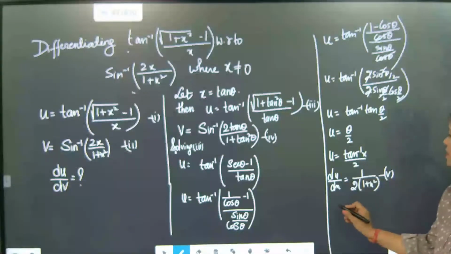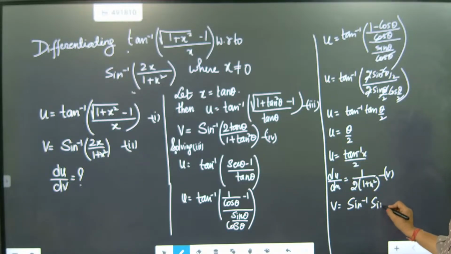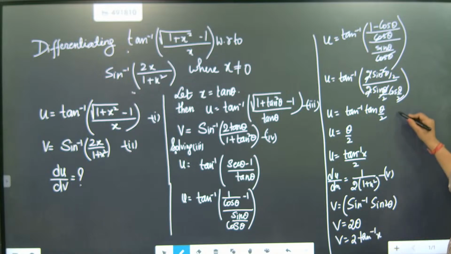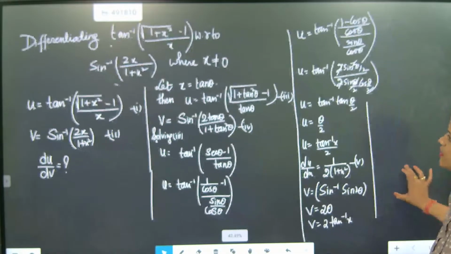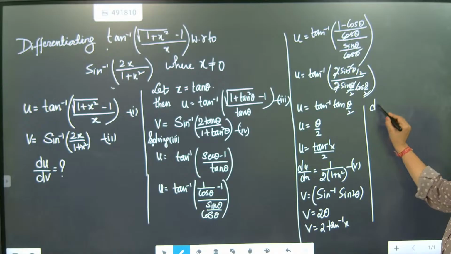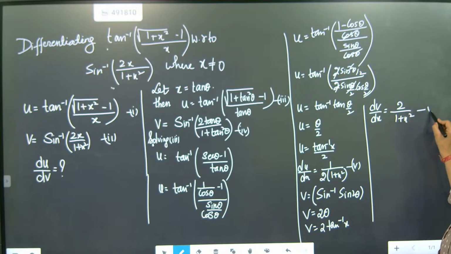Now v will be equal to what? Sine inverse, directly it will become sine 2 theta. So v is equal to 2 theta, so v is equal to 2 tan inverse x. When you differentiate v is equal to 2 tan inverse x, dv by dx is equal to 2 by 1 plus x square. So this will become equation 6.